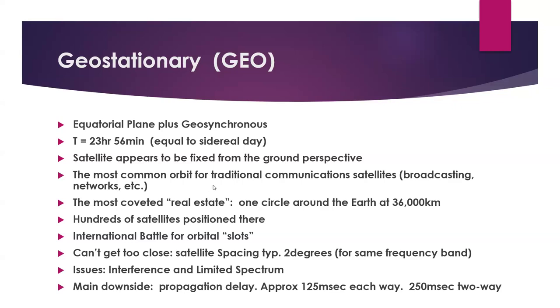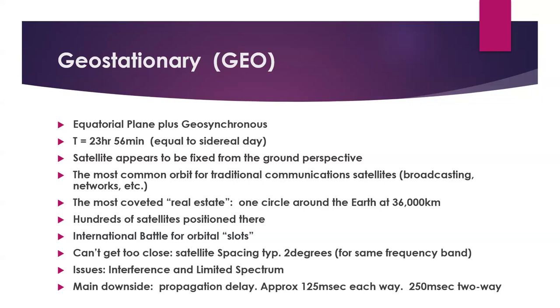So it's still one of the most used and demanded orbits, and it's used for broadcasting networks and you name it. It's a very coveted real estate because it's only one circle around the Earth that has that characteristic. So this circle is full of satellites. And of course, there's a battle for orbital positions, but it turns out that the US has 30 positions and Panama has one position. So it's a diplomatic battle for the orbital positions. There are hundreds of satellite positions in the geostationary orbit. And as I mentioned, there are some battles.